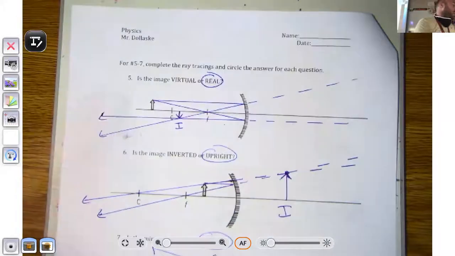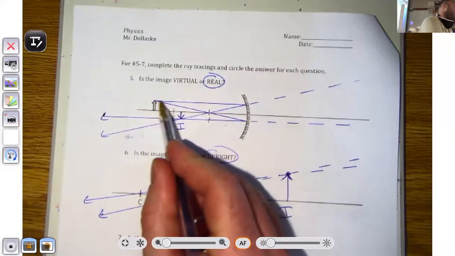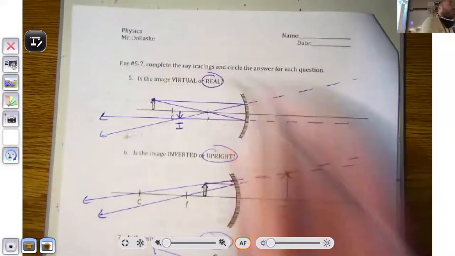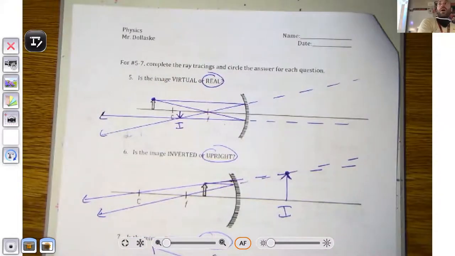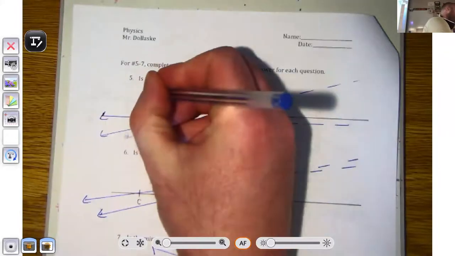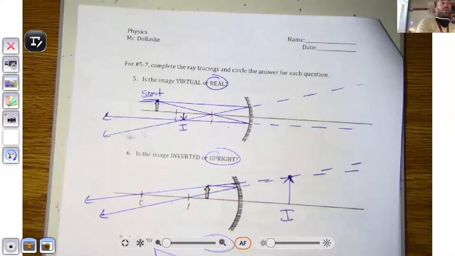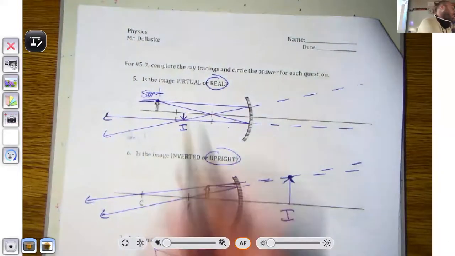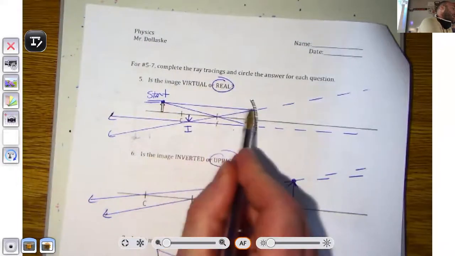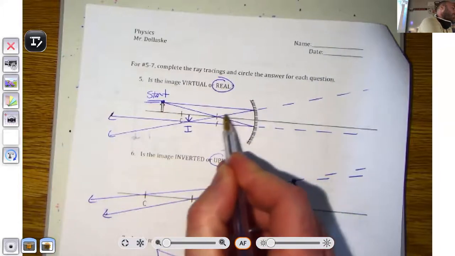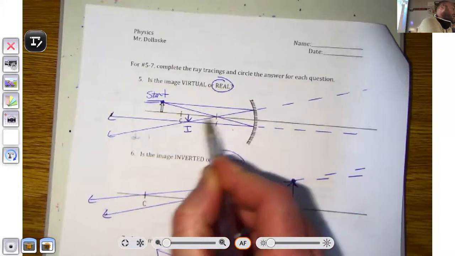So we should have our first light ray from our object. One thing that I saw is that there were some people that didn't even start your light rays at the object. That's your number one starting point. Literally, this is where you start all of your light rays. Start it at the object. Why? Because the object is the thing that is giving off those light rays. So we had one that went in parallel, and then it went out through the focal point and kept going.